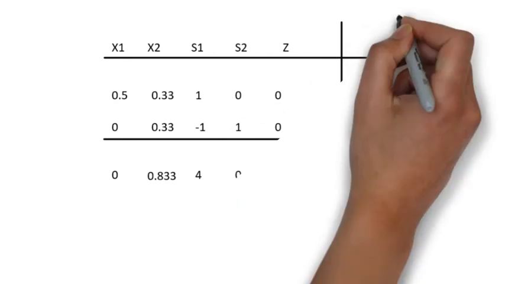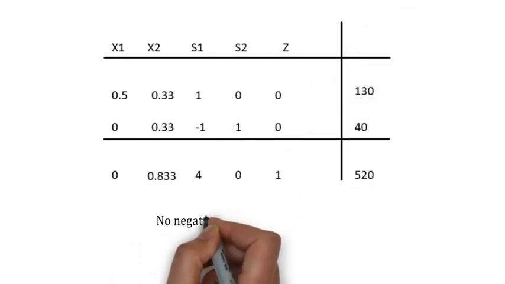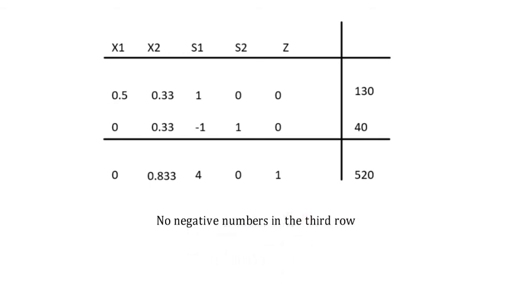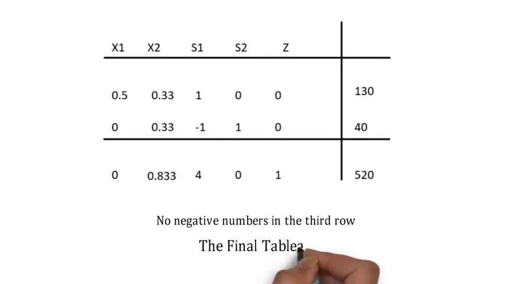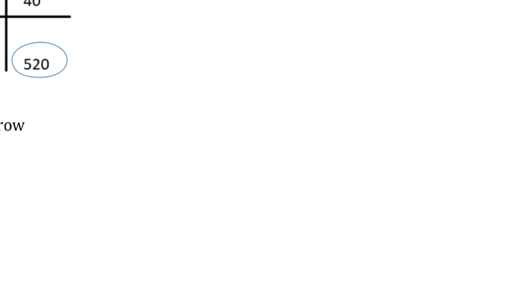After the row operations, we will obtain the following tableau. We will notice that there are no negative numbers in the final row. If there were any negative numbers, we would repeat the previous iterations until we obtain the final tableau with no negative numbers in the last row. Then, here is the final tableau. The optimum solution here, which represents the maximum summation, is equal to 520.